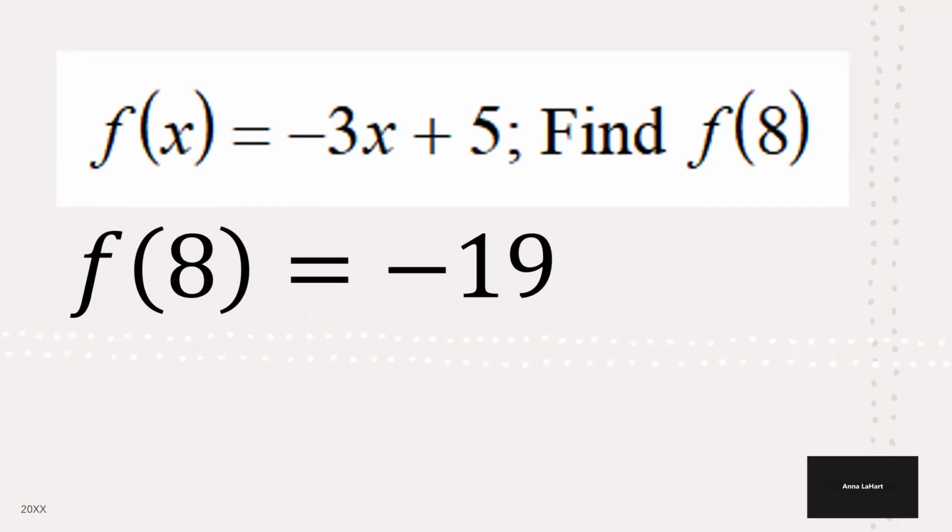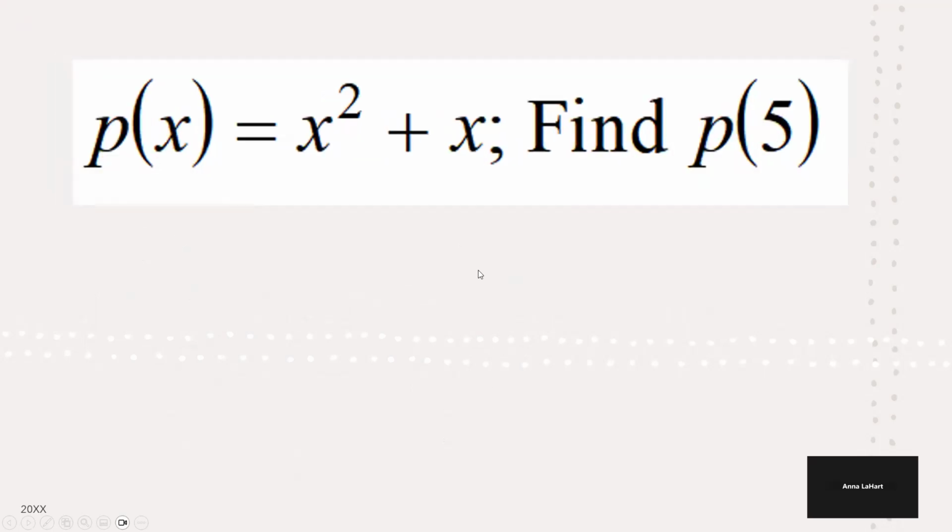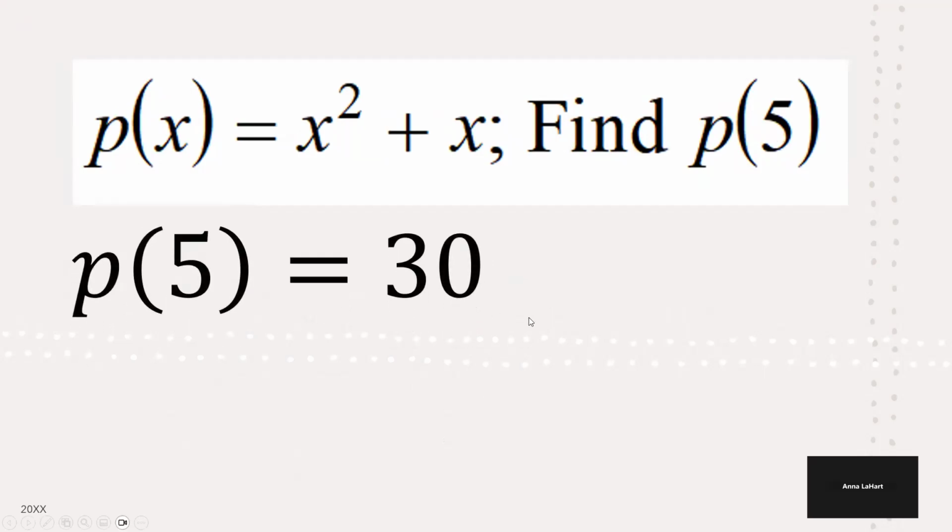Okay. Guys, if you didn't show your plug-in, I would make you do it again. Make sure you're showing that plug-in. I'm realizing right now that I should have fixed my video, but it is what it is. This one right here, again, pause the video. All right. Did you end up with p of 5 equals 30? Because if you did, you got it right.